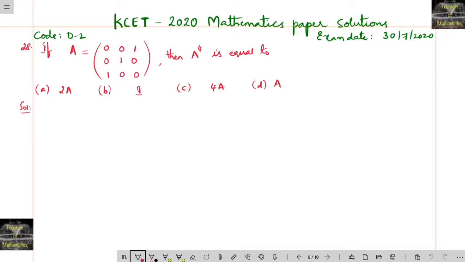If A is the given matrix [[0, 0, 1], [0, 1, 0], [1, 0, 0]], then A power 4. So it is a simple calculation part, let's do it. First you find A square: [[0, 0, 1], [0, 1, 0], [1, 0, 0]] multiplied with the same.